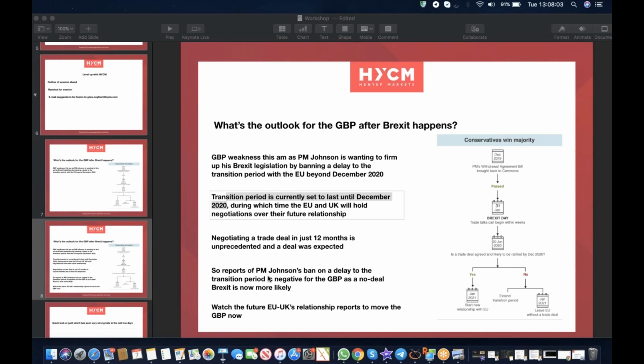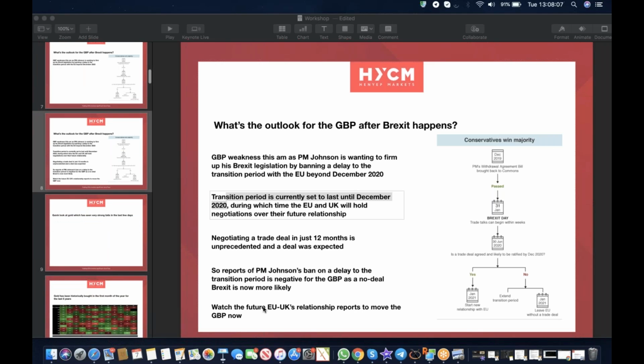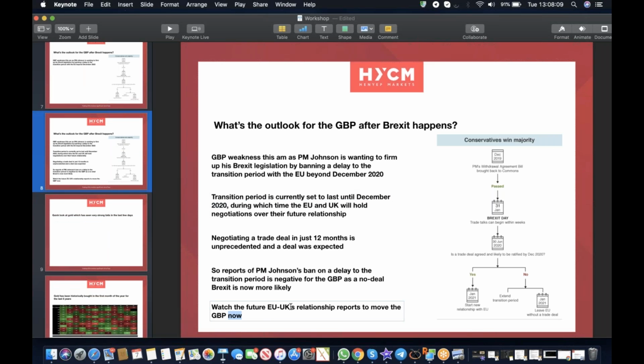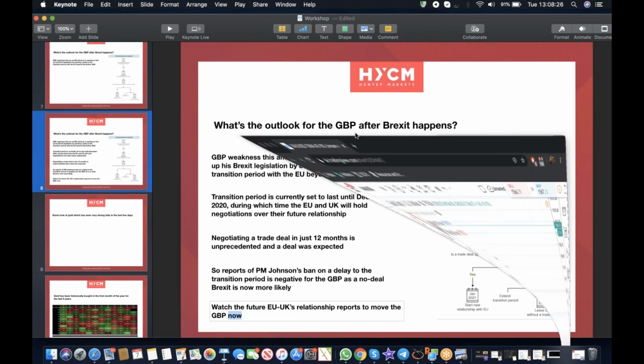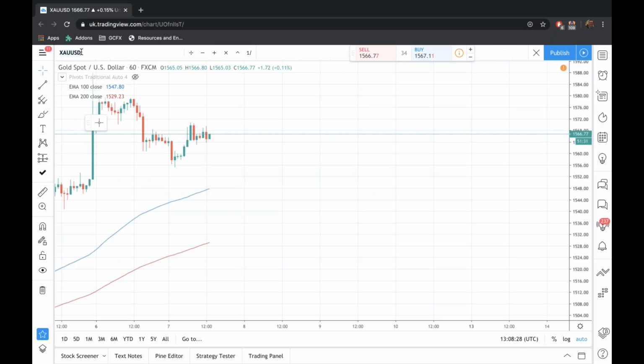Okay, so the thing to watch now very clearly is this: watch the future EU-UK relationship, because those reports will now move the pound. And tomorrow we have a key meeting taking place. Okay, so could expect some pound volatility tomorrow, so be aware of that. And let's just have a little look at the pound. We'll just see how the pound has been moving.